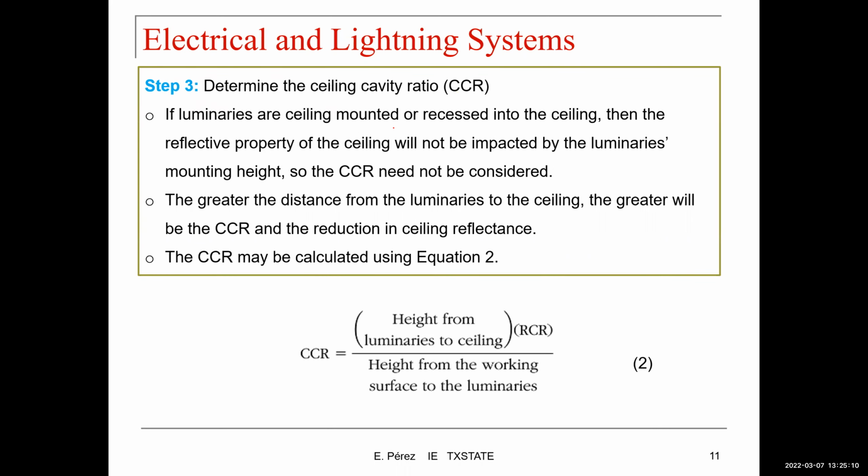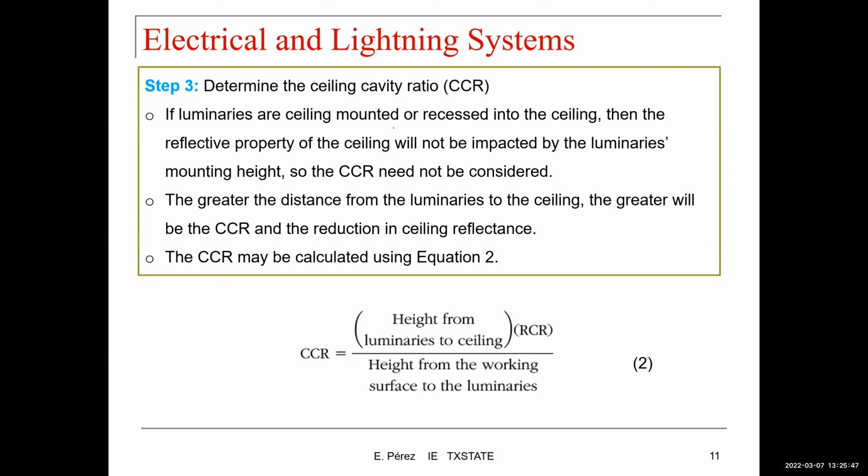Step 3 is to determine the ceiling cavity ratio. Here we have some important differences. If the luminaires are ceiling mounted or recessed into the ceiling, then the reflective property of the ceiling will not be impacted by the luminaire mount height. So the CCR need not be considered. For example, these lights are not hanging, they're mounted in the ceiling. In that case, there's no reflection happening because they're integrated into the roof.